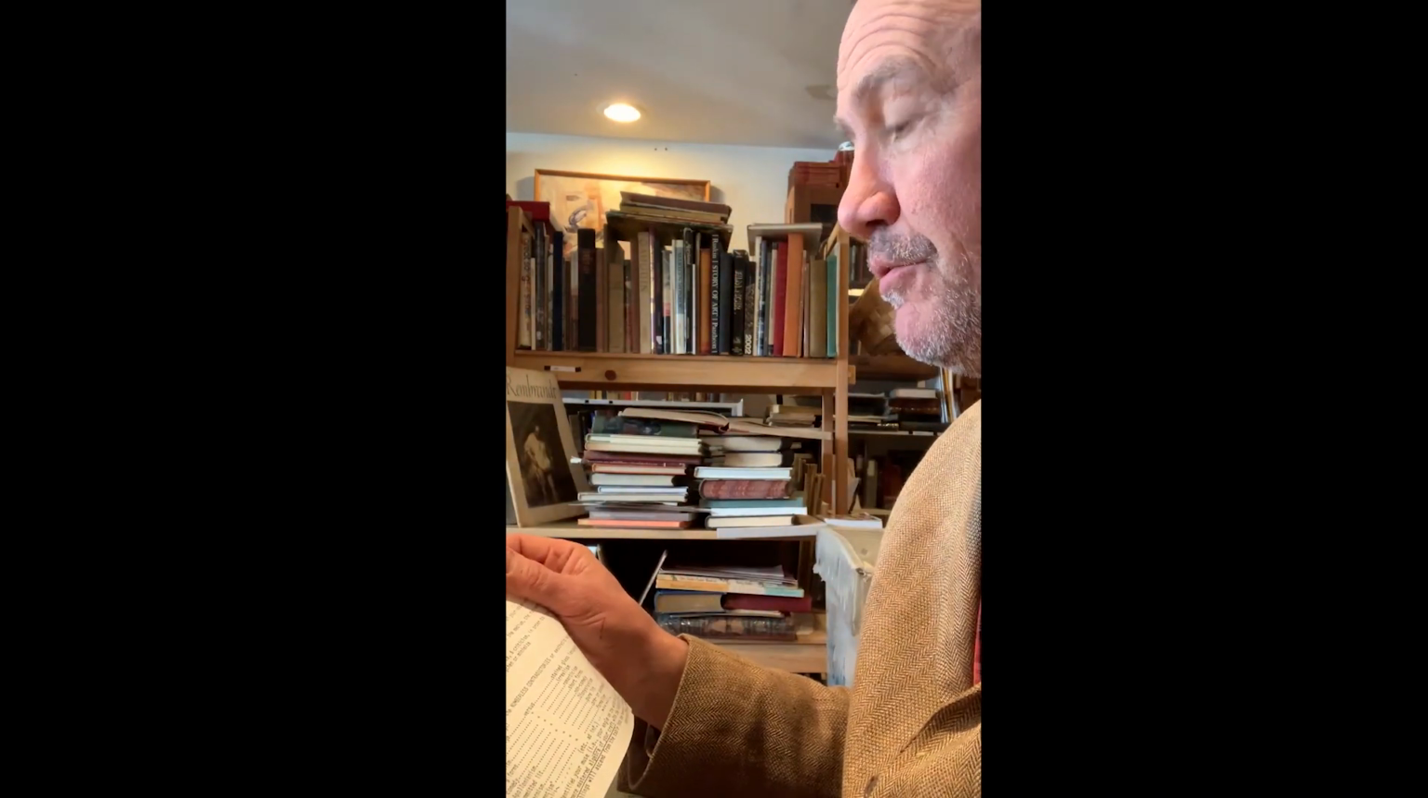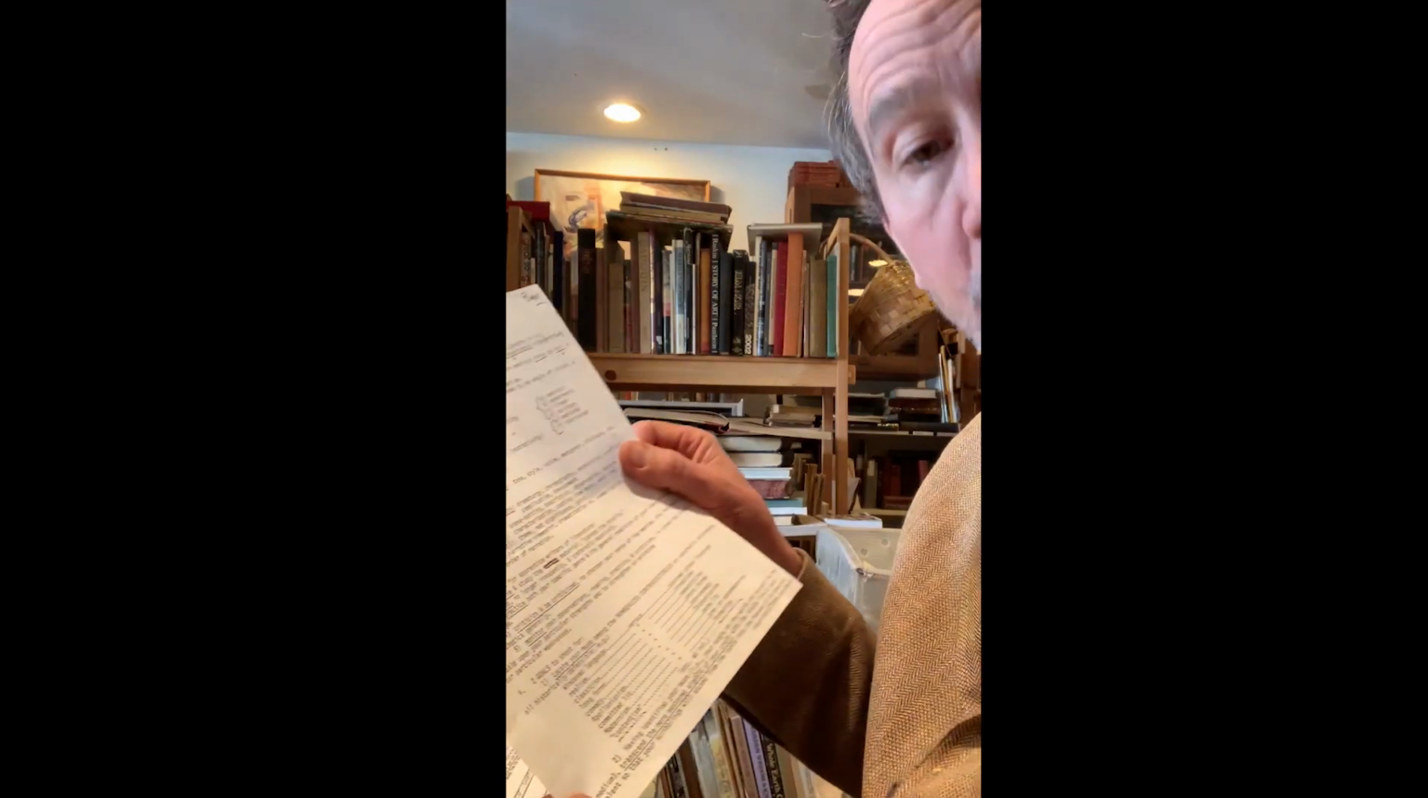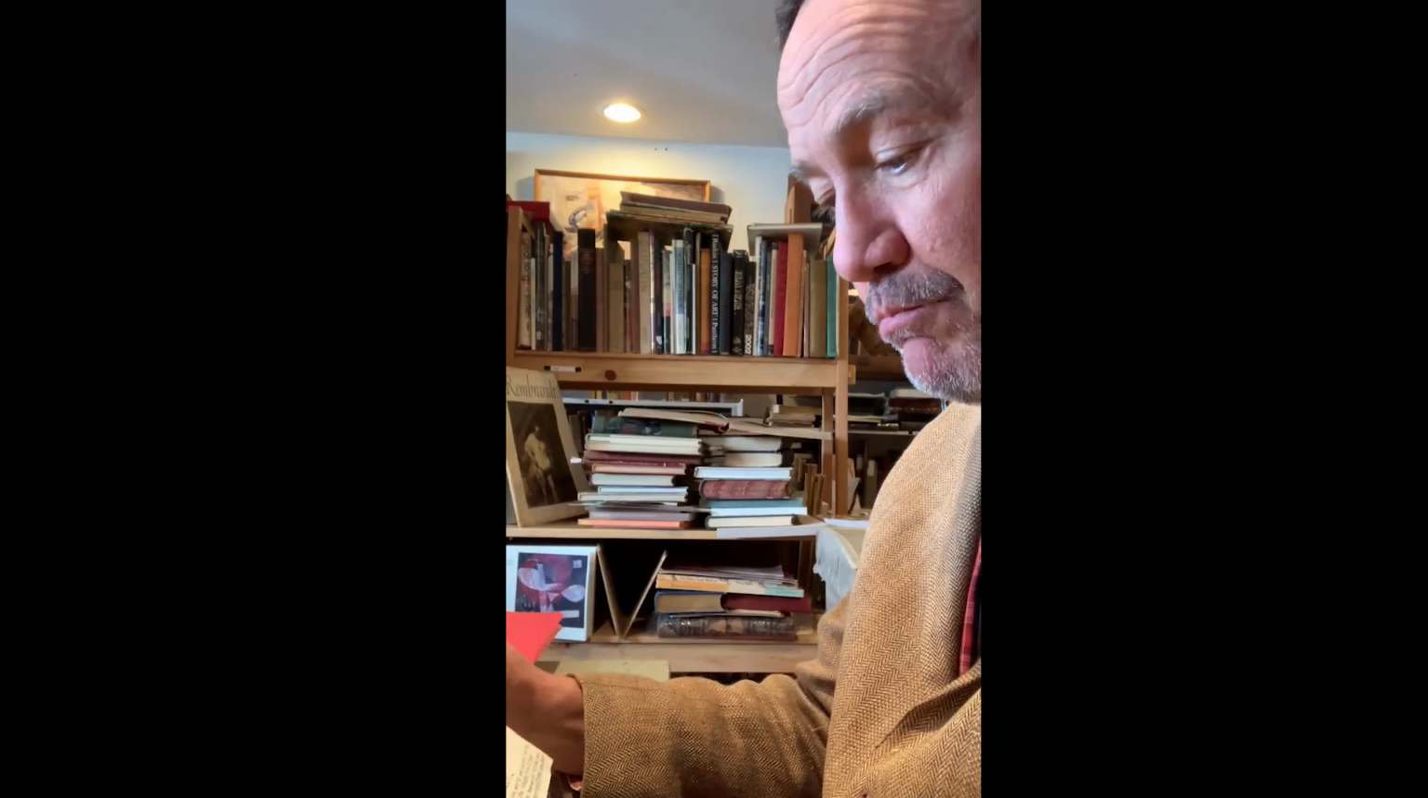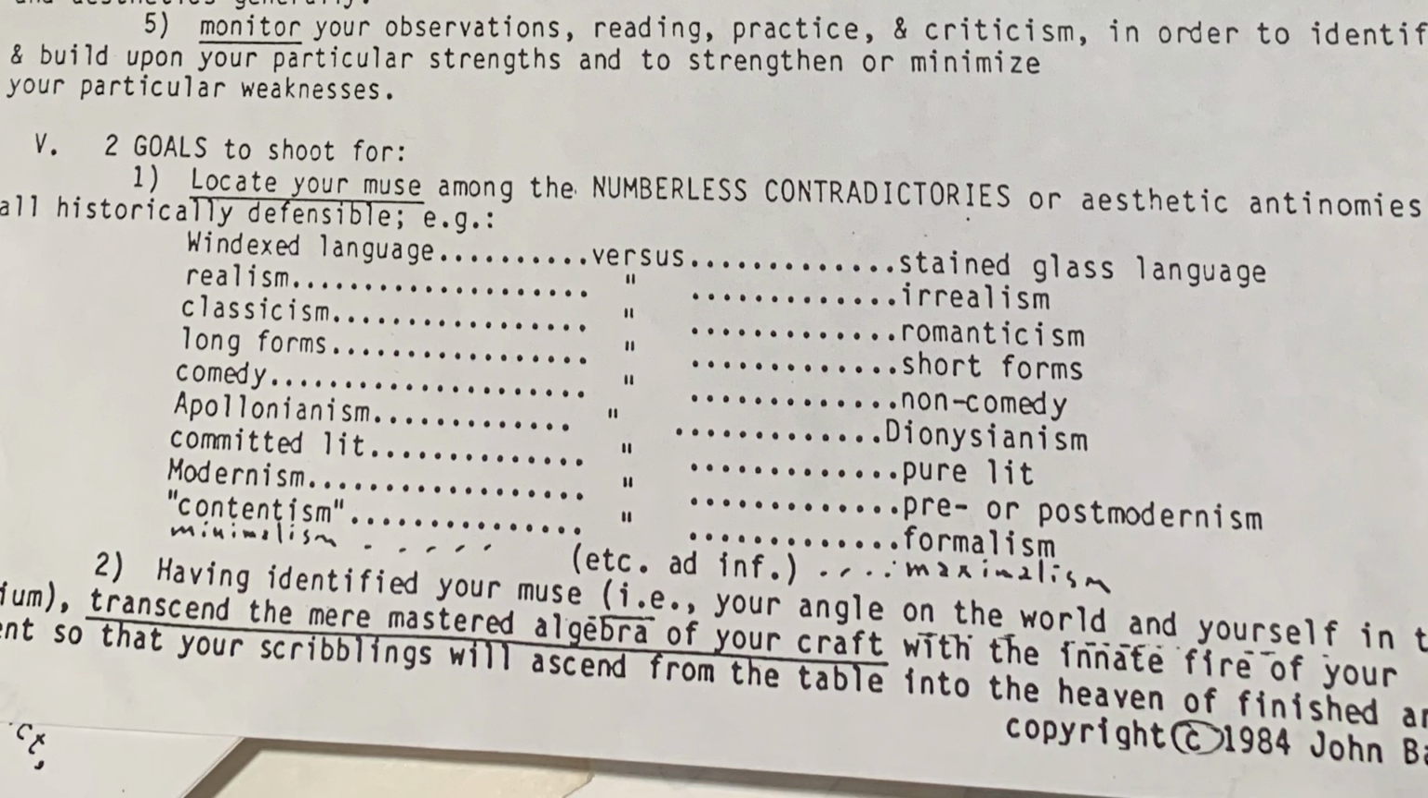Part 5 of the bare bones of literature in general are goals to shoot for. One, locate your muse among the numberless contradictories or aesthetic antinomies, all historically defensible, e.g., Windexed language versus stained glass language. Realism versus irrealism. Classicism versus romanticism. Long forms versus short forms. Comedy, non-comedy. Apollonianism, Dionysianism. Committed lit, pure lit.